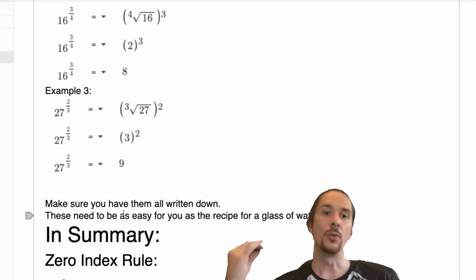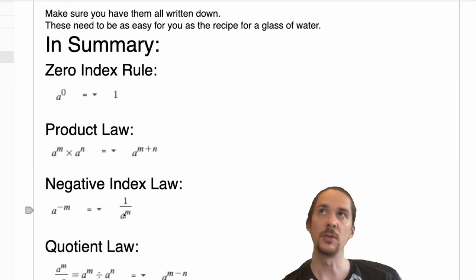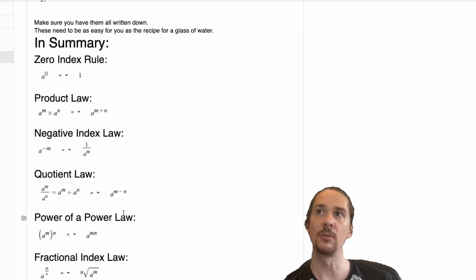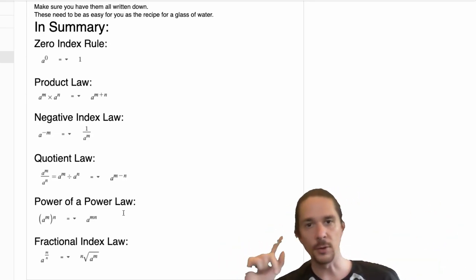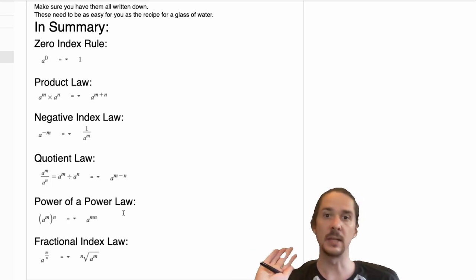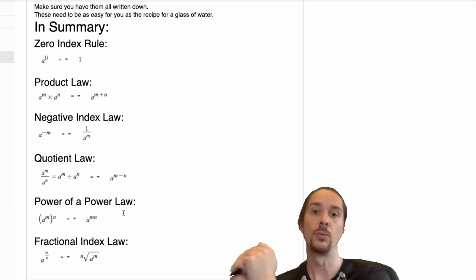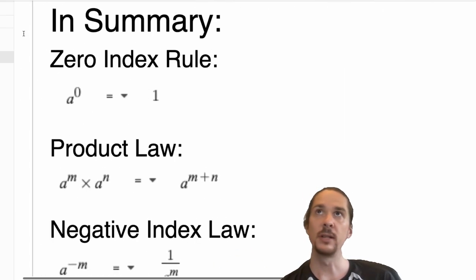All right, so we need to have all of these 6 rules written down. I'm going to pull them up here so that you can see them all at once, and I want you to have them all written down in front of you. You need these rules to be as easy for you to understand as the recipe for preparing a glass of water. These might seem a little confusing and overwhelming right now, but these are all really important and you need to know them well. So let's just quickly recap.